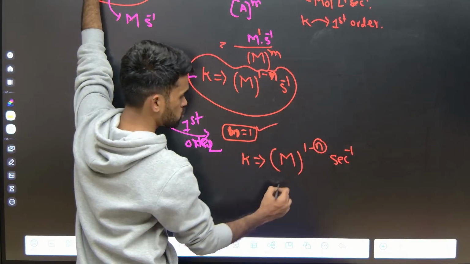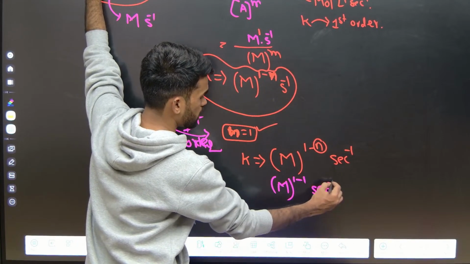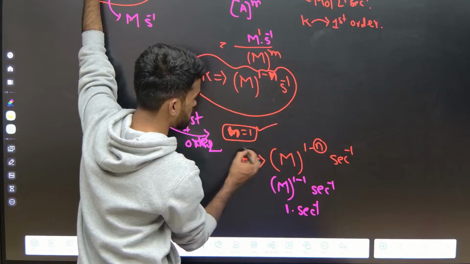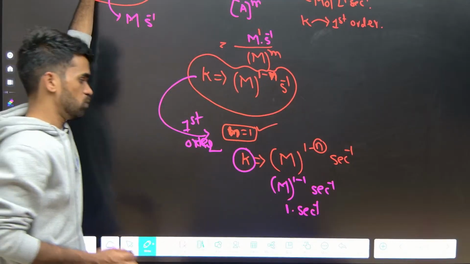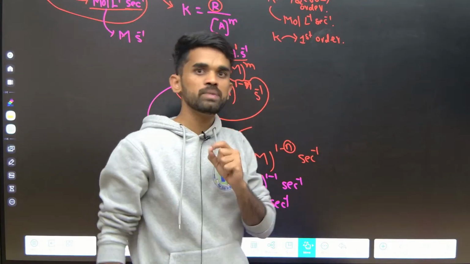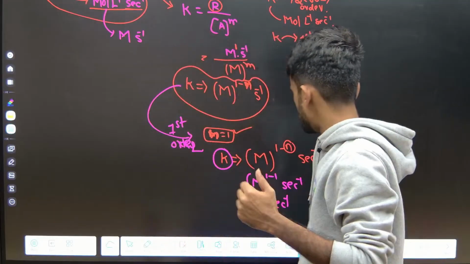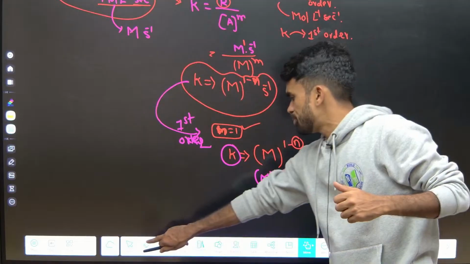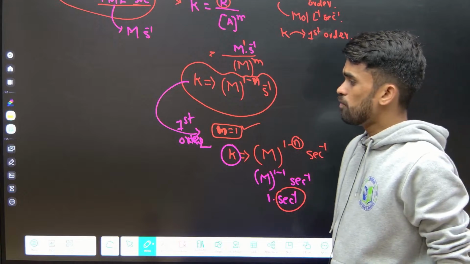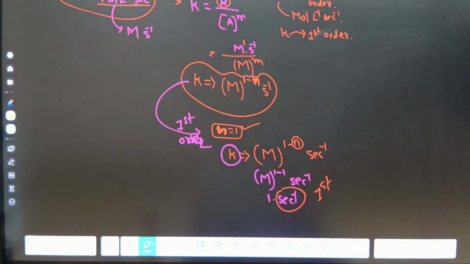First order, so 1. Molarity power 1 minus 1, second inverse. 1 minus 1 means 0, something power 0 will be 1, into second inverse. So what are the units of the first order rate constant? It is second inverse. That's why, whenever you observe questions based on carbon dating or radioactivity, the units for the rate constant will be expressed in terms of second inverse, because all those radioactive reactions are first order reactions.